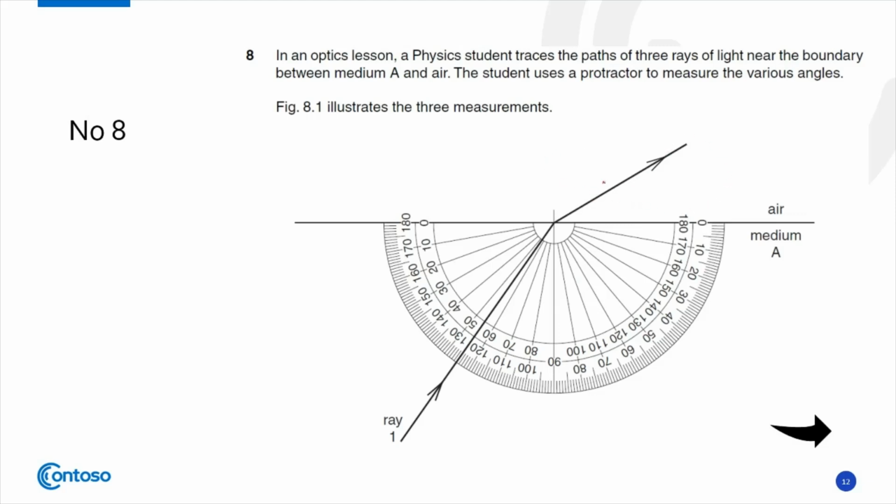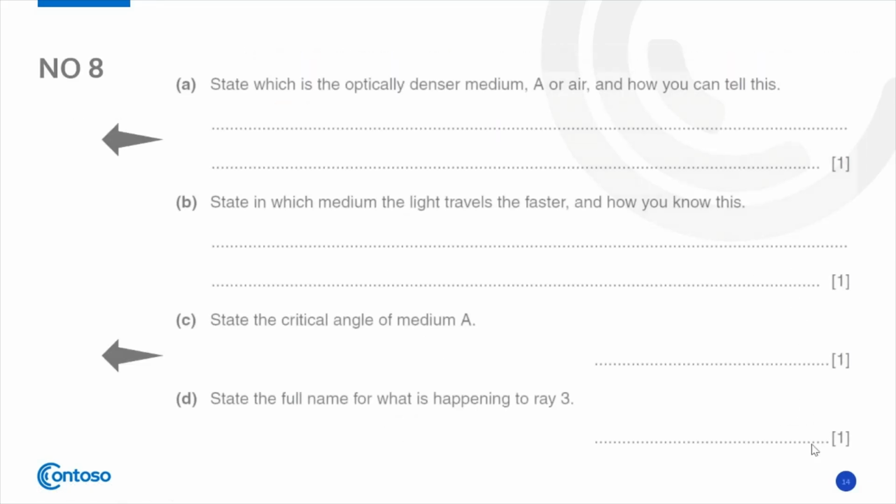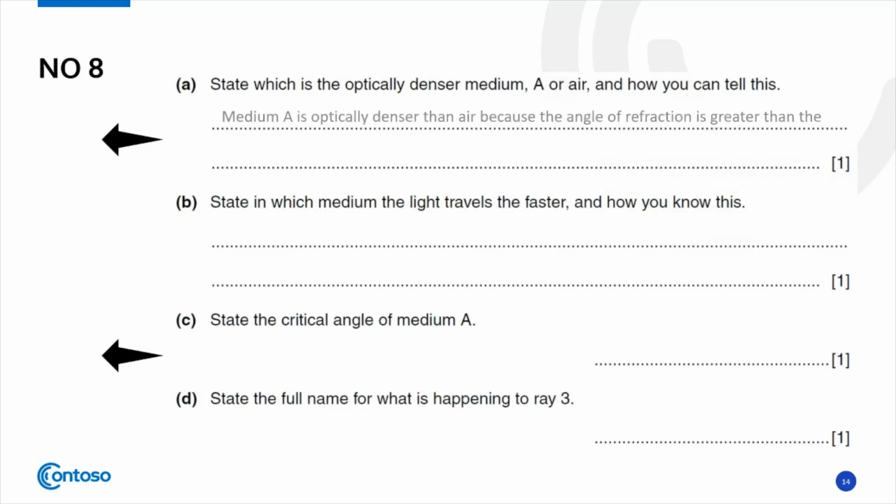So, the answer to question 8a is: medium A is optically denser than air because the angle of refraction is greater than the angle of incidence, or because the ray of light is refracted away from the normal. So you can choose one of the answers.